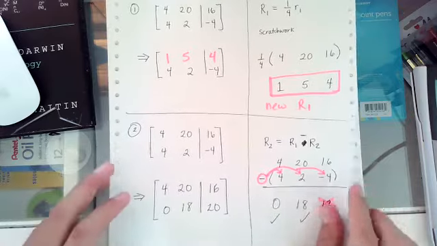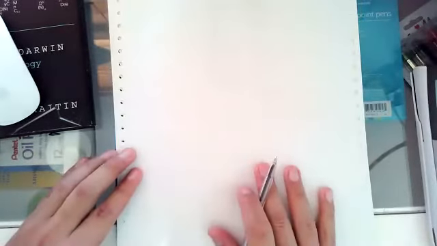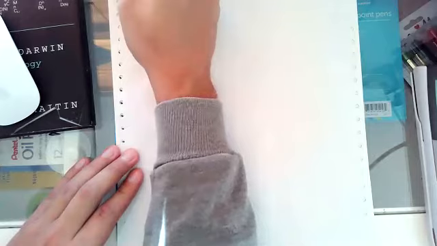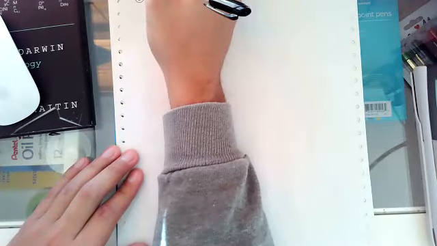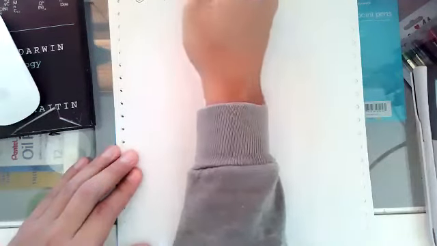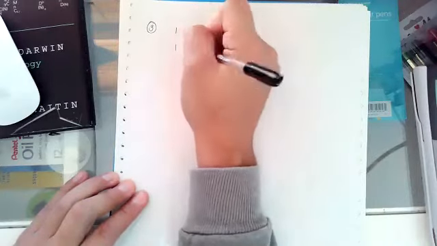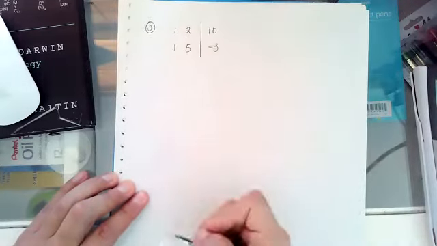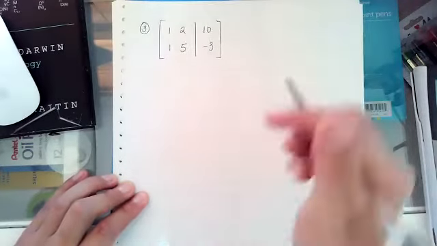All right, I got some more row operations coming at you. Here's a new matrix. We have 1, 2, and 10. We can't see it. Oh, my bad. 1, 5, and -3. Let me go ahead and write this first before I give you the operation.